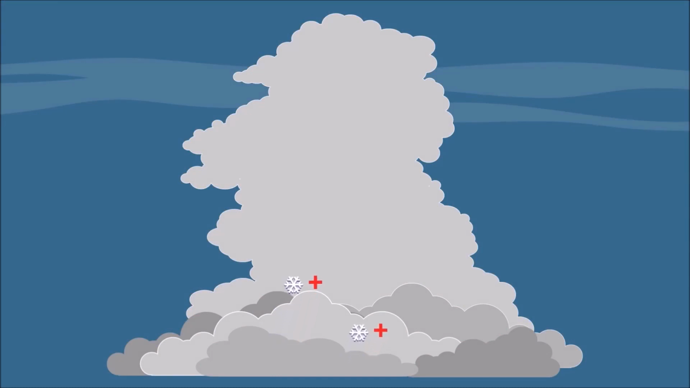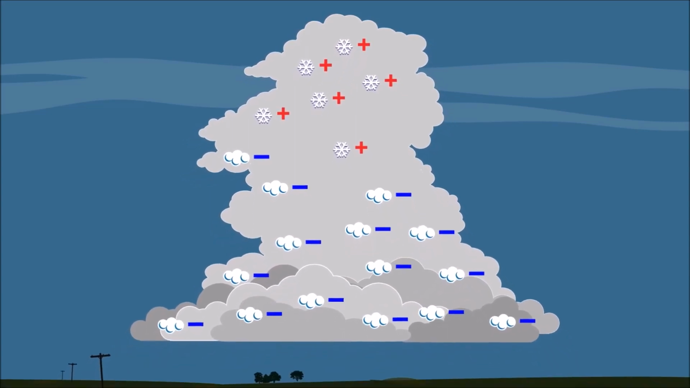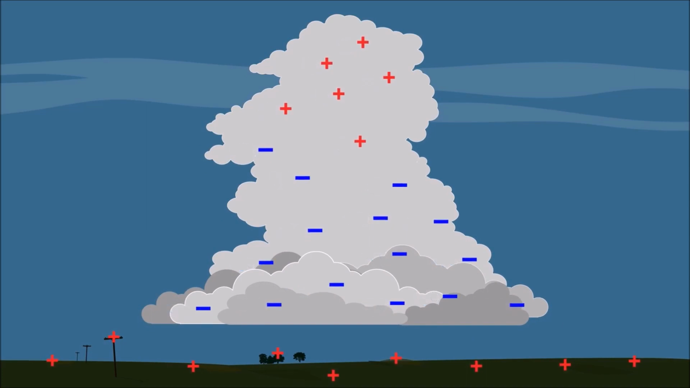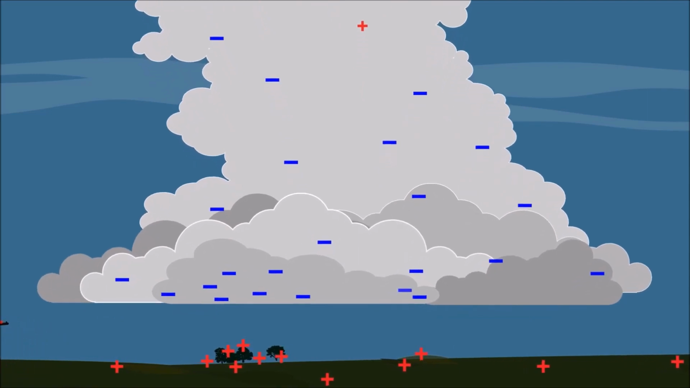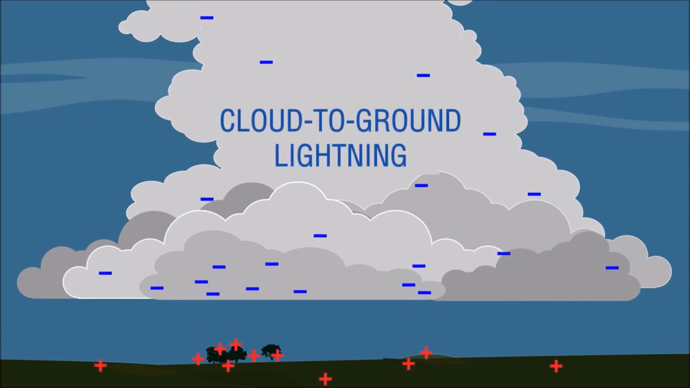Ice crystals are small and light. The updraft carries the positively charged ice crystals higher and higher into the cloud. The thunderstorm cloud is mostly negatively charged, which causes a mostly positive charge to form on the ground. When these opposite charges become strong enough, there is an electrical discharge, an energy release, in the form of lightning. Lightning often connects the negative charges in the cloud to positive charges on the ground. This is called cloud-to-ground lightning.